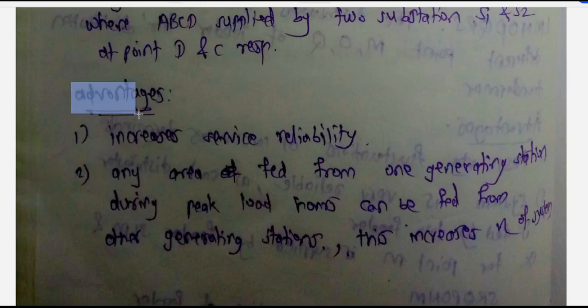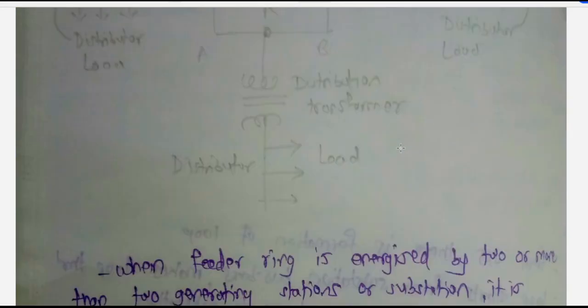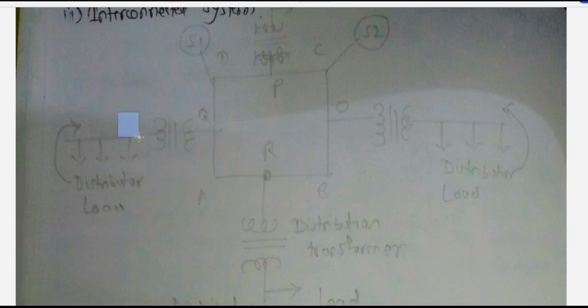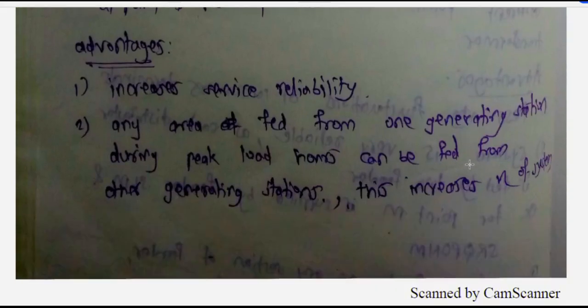Now the advantages are, it increases the service reliability. So let's say if S1 is under maintenance, or if there is a fault in S1, then with the help of S2 we can provide the power to this point. Or let's say there is a fault here, or S2 maintenance work is going to be carried out, then with the help of S1 we can flow the power through this path to this point. So you can maintain the continuity of the supply.